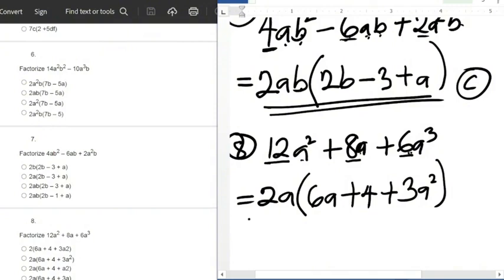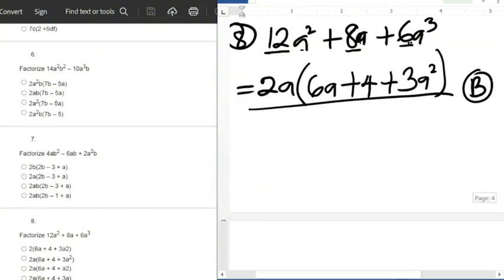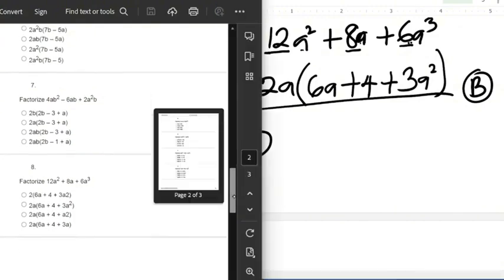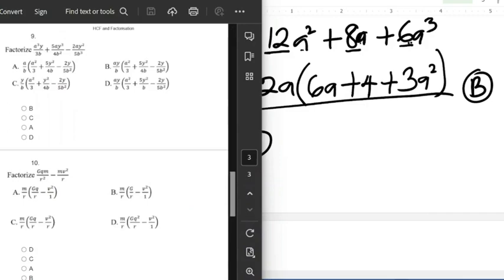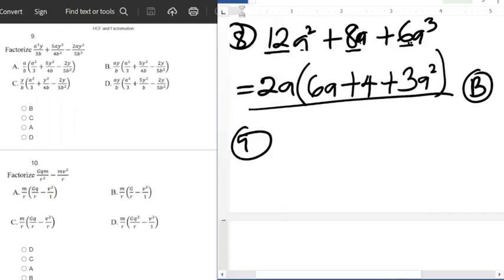So there's nothing we can do again. So that means we have 2a into 6a plus 4 plus 3a squared. That is option B. So move to the next one, question number 9. For question number 9, okay, this involves fractions.